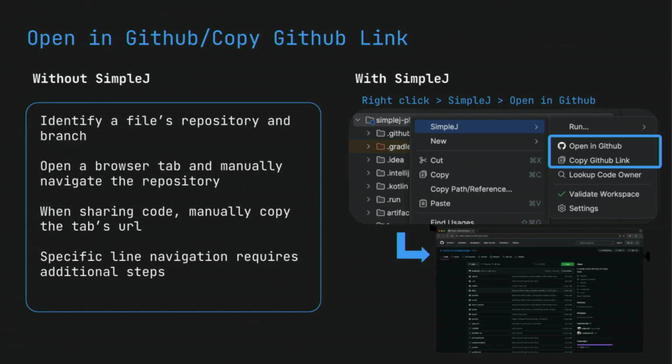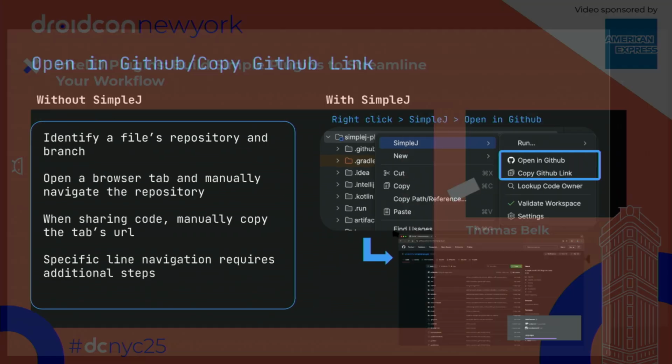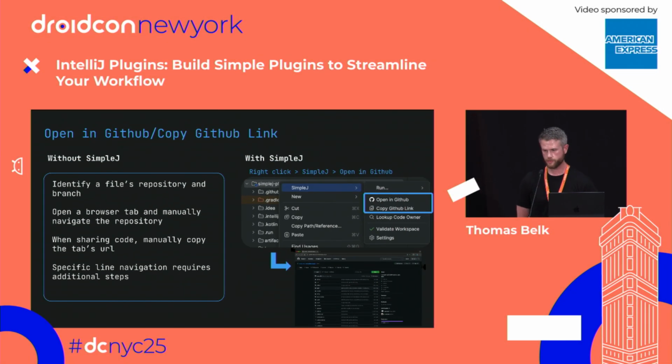So note, for this one in particular, prior to creating the open in GitHub action, I wasn't aware that it already existed. Within IntelliJ Ultimate at least it does. It's not there for Android Studio, at least with the, I think it was, what is it? The whale one that we have right now. Sorry, I don't remember it.